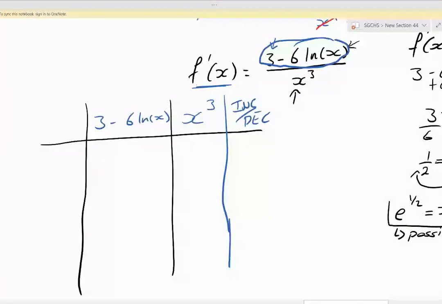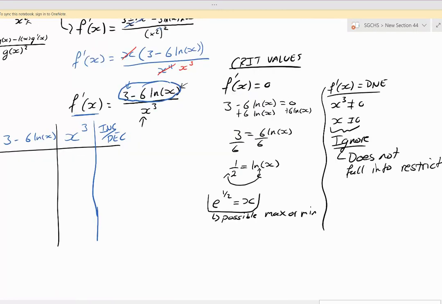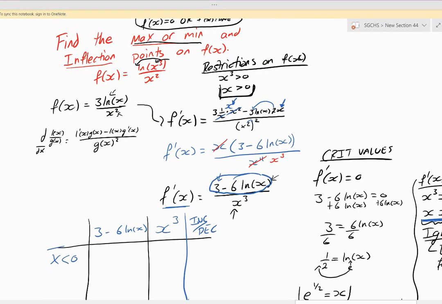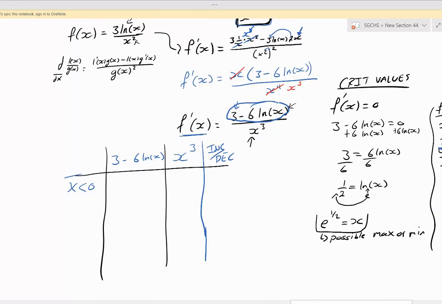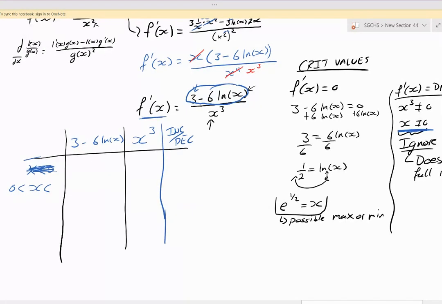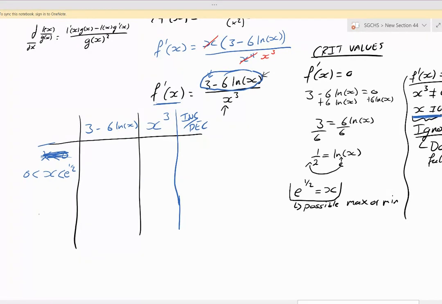So now this will be whether it's increasing or decreasing. And now remember, this is why we don't really have to take into account our does not exist, x cannot equal 0. Because if we make x smaller than 0, that makes no sense. It doesn't fall into our restriction at all. So we're not going to include this. What we're going to say is, well, when x is greater than 0 or smaller than e to the power of 1 over 2, and then what's happening when x is greater than e to the power of 1 over 2?